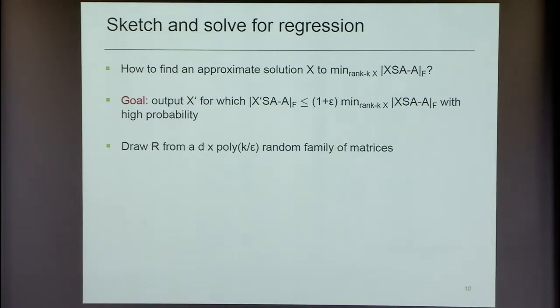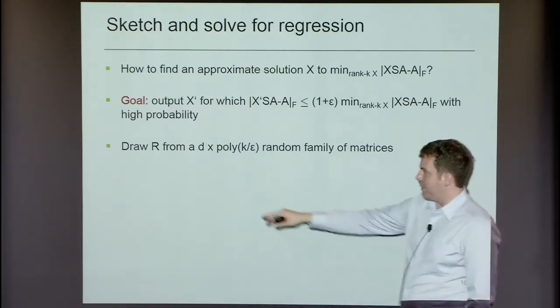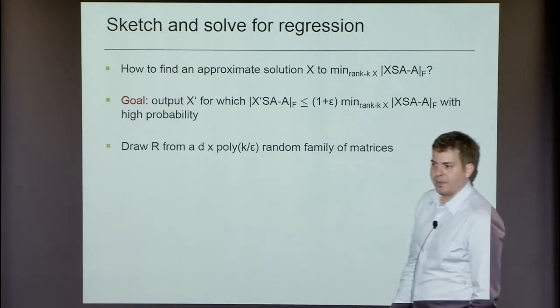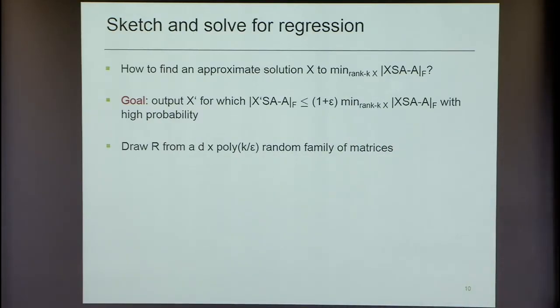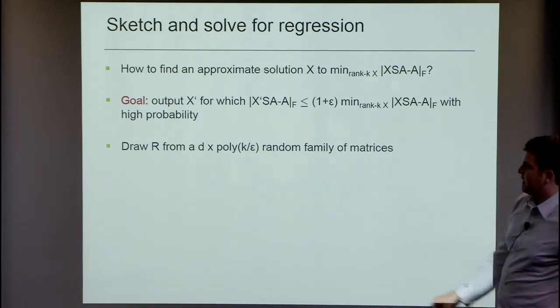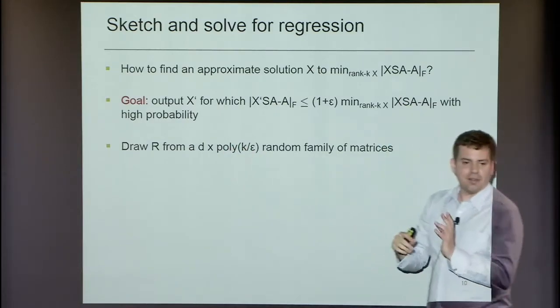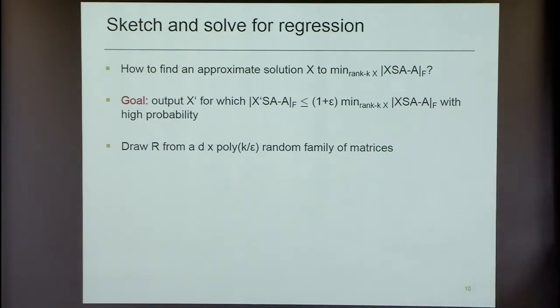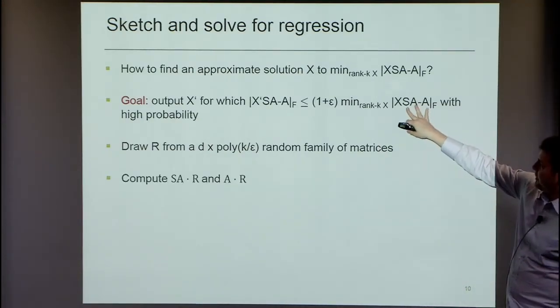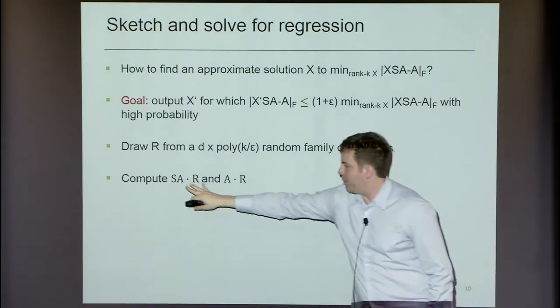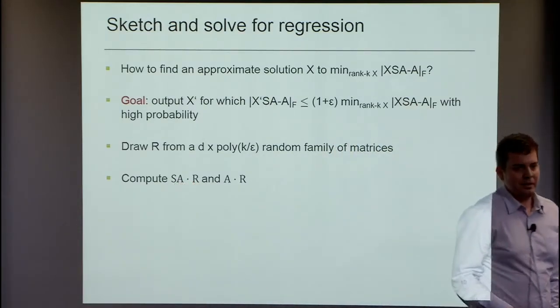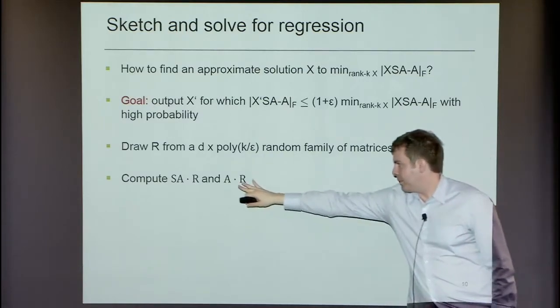And we do it in much the same way. We choose a random matrix, call it R, which will be a count sketch matrix. It's d by poly k over epsilon. We're going to be multiplying on the right, so it's d by something small. We take our space S times A, and we compute S times A times R. We take A, and we compute A times R.